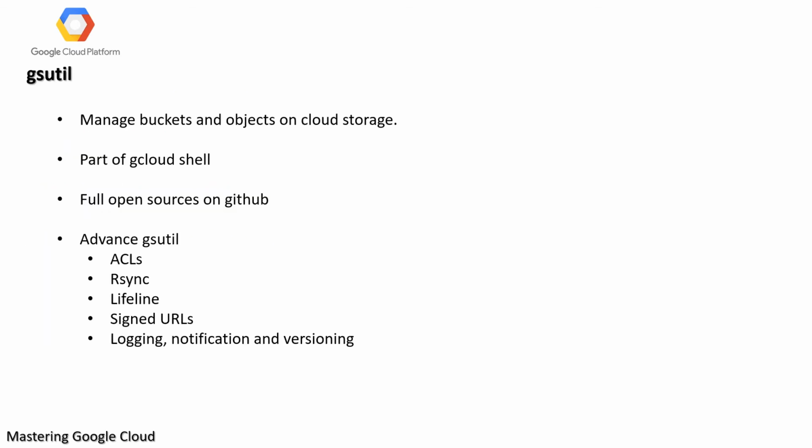Next, let's look into gsutil commands. They are used for managing buckets and objects on cloud storage. They're part of Cloud Shell and fully open source on GitHub. We will also cover some advanced gsutil commands like ACLs, rsync, lifecycle, signed URLs, notifications, and versioning. So let's look into gsutil in much more detail.